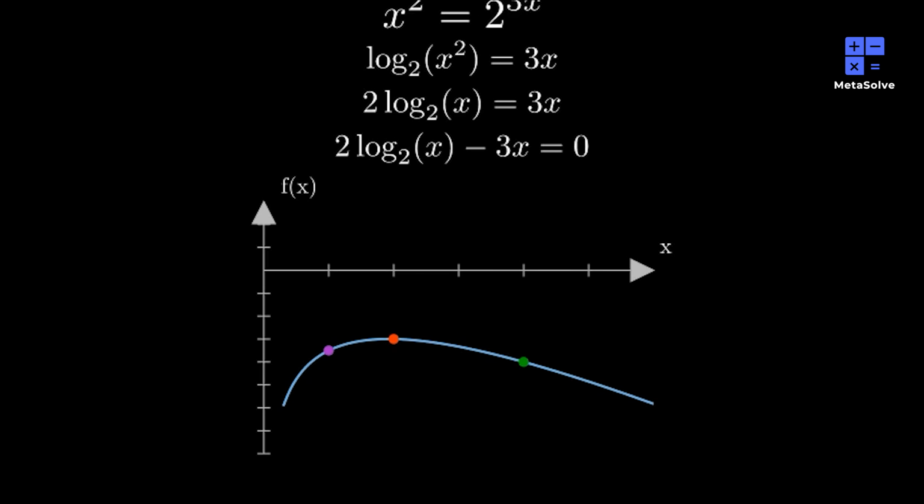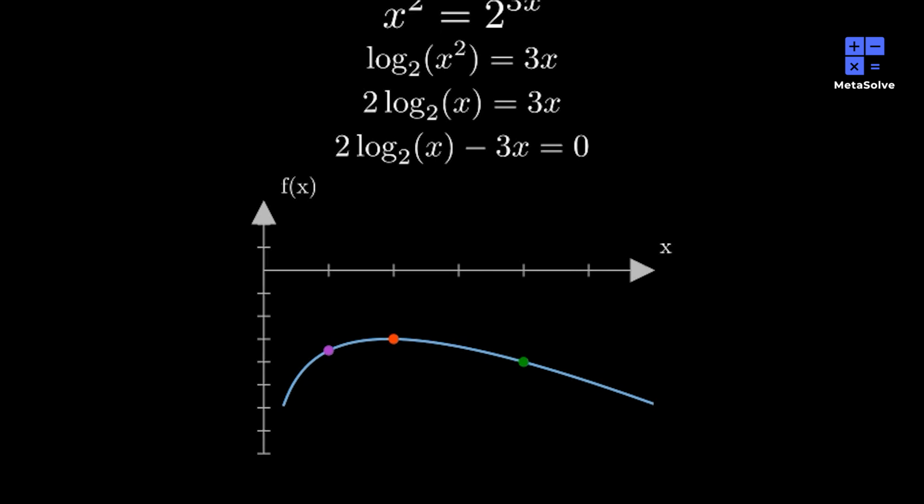For small x, try x equals 1. If we plug in x equals 1, 2 times log base 2 of 1 is 0, minus 3 times 1 is negative 3, so that's negative. If we try x equals 2, 2 times log base 2 of 2 is 2, minus 3 times 2 is negative 4. This is still negative. Let's try a value in between, like x equals 0.5.